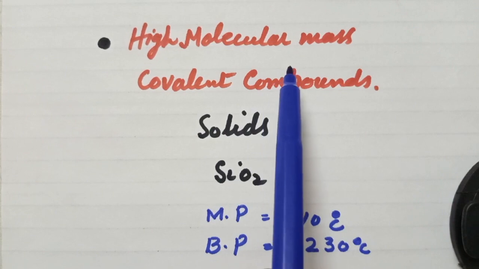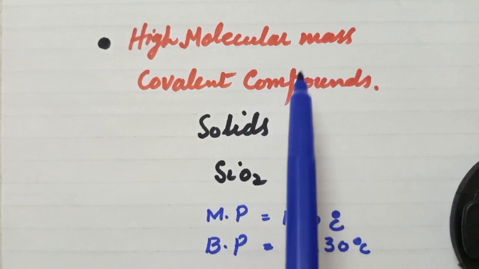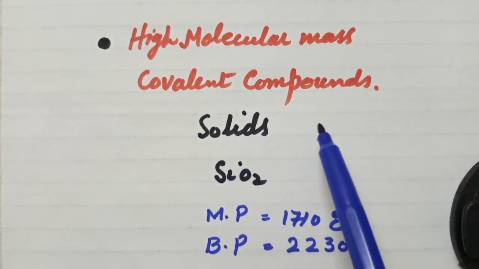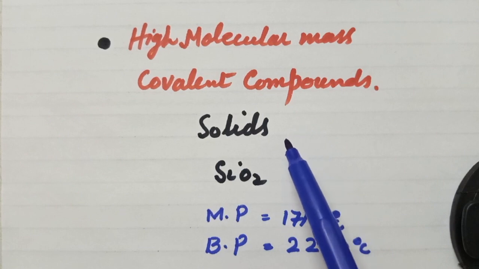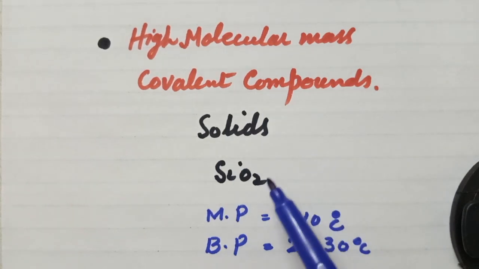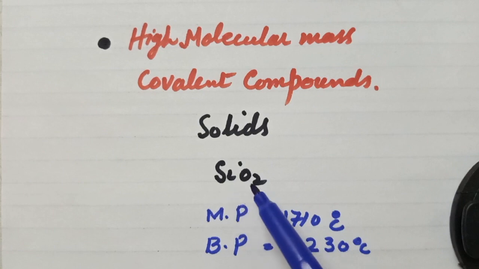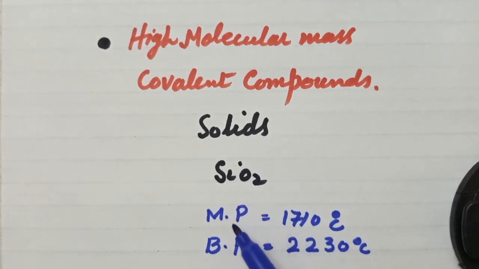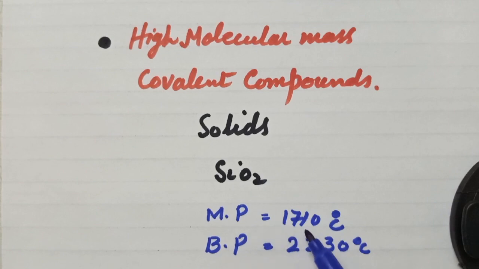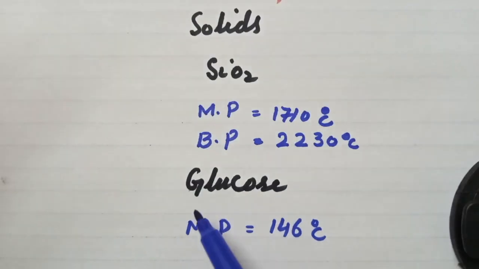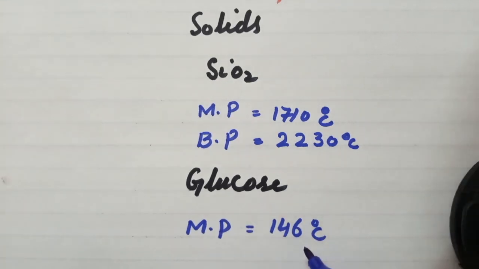The covalent compounds which are solid are those compounds which have high molecular mass, so that they have a large number of covalent bonds in the molecule and strong intermolecular forces. That's why they need a large amount of energy to melt and to boil. For example, silica, SiO2, is a solid covalent compound, and its melting point is 1710 degrees centigrade, and its boiling point is 2230 degrees centigrade. Glucose is another example of a high molecular mass covalent compound. Its melting point is 146 degrees centigrade.